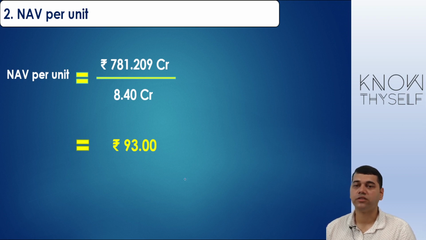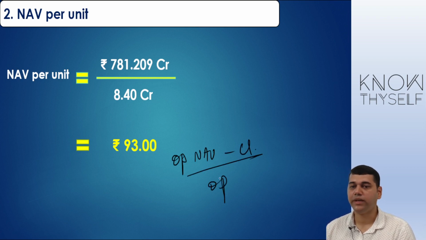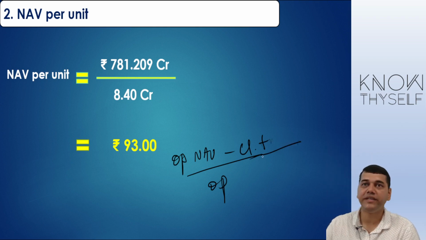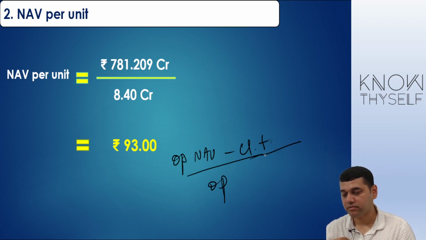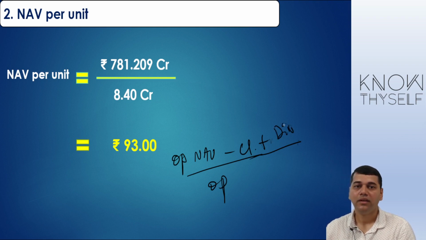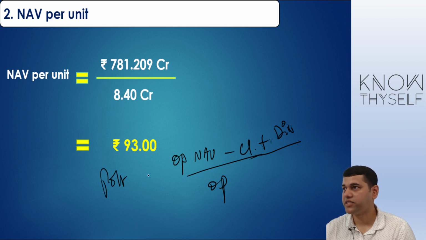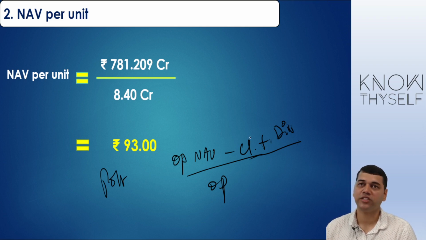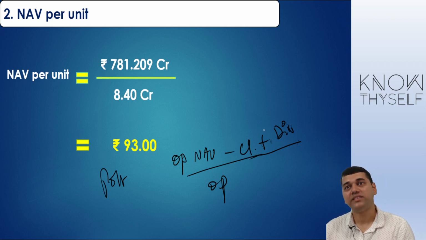What is the return equation? Opening NAV minus closing divided by opening plus, if at all this company has distributed dividend, it is my return, right? Is it not what we are doing in portfolio management? Return from a share: opening share price minus closing share price divided by opening share price plus dividend received from the company. Exactly the same way we are going to do.